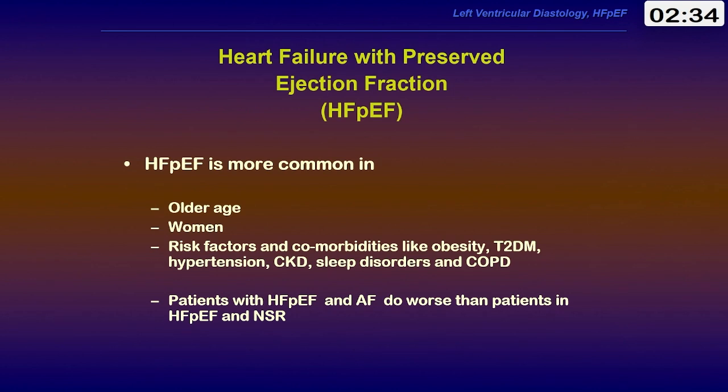It is more common in the older population, in women, and in patients with a lot of comorbidities like diabetes, hypertension, dyslipidemia, sleep disorders, COPD, and so on, chronic kidney disease, for example. Patients with HFpEF and atrial fibrillation do worse than patients with HFpEF with normal sinus rhythm. I want to tell you something: now the criteria for diagnosis of HFpEF do not depend upon presence or absence of atrial fibrillation, because we do not rely on any single parameter or the atrial activity.